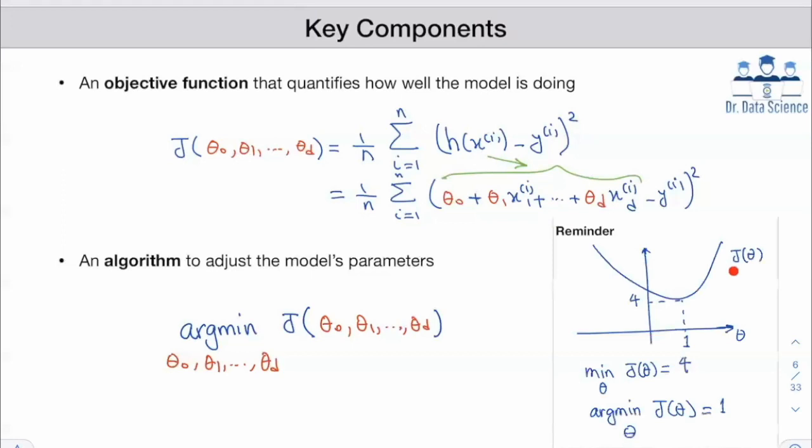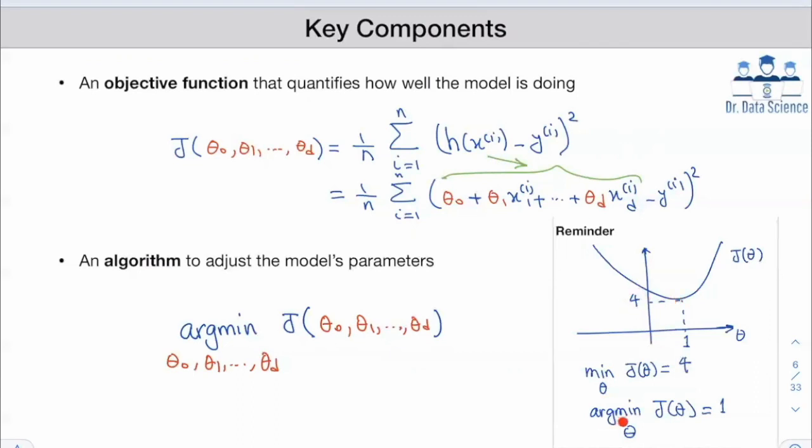And I call this J of theta, and this is just a univariate function, meaning that it has only a single variable. You can see that for theta equals 1, this function reaches its minimum value, which is 4. You are probably familiar with the minimum notation. So when we say we want to find the minimum of J of theta over all values of theta, we just look at the minimum value of this function, and that's 4.